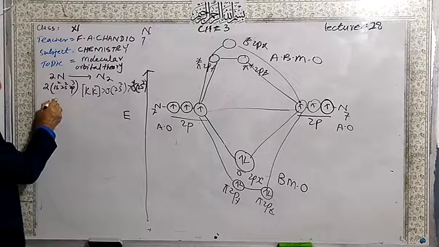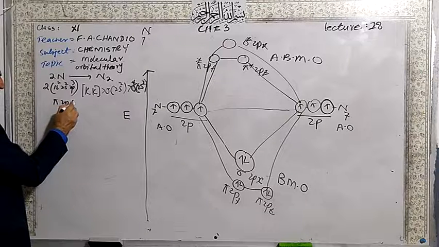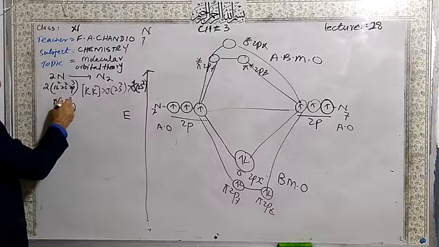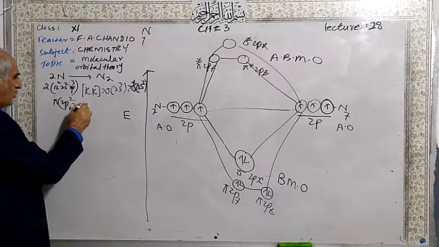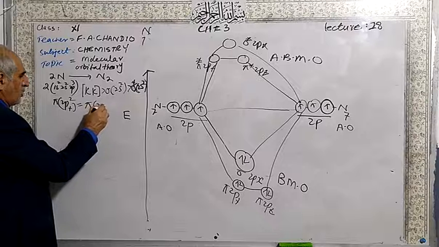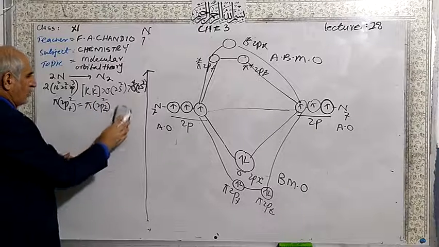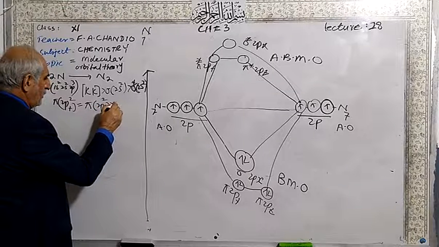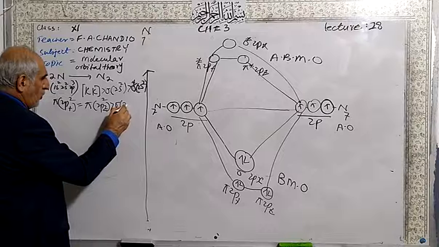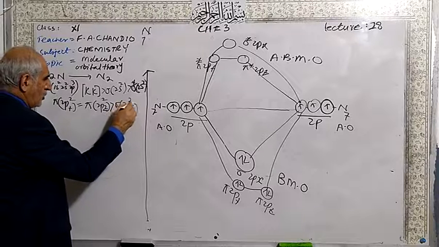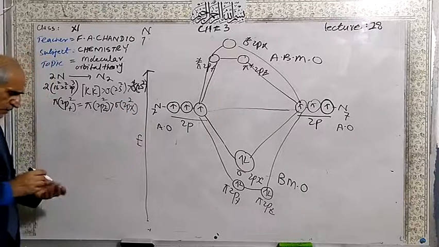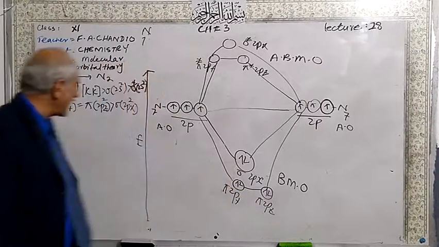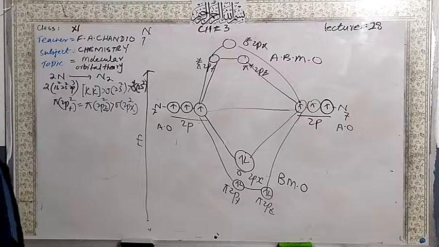Then you have pi 2py2, which is equal to pi 2pz2, and then sigma 2px2, like this one. So 2 plus 2 plus 2, 6 electrons will be there.